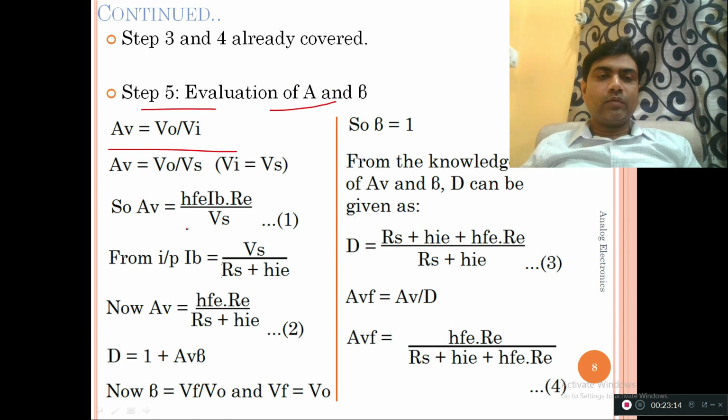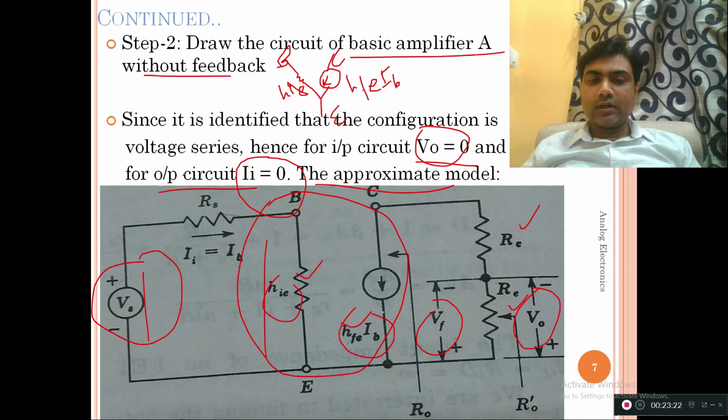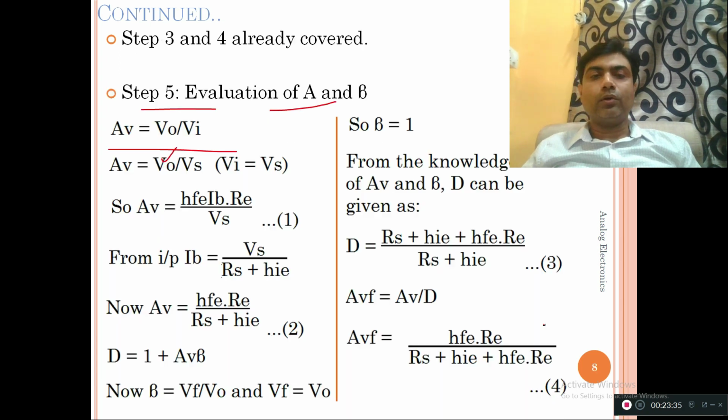We have to determine AV, but how can we determine AV? By knowing the value of output voltage V0. And what is V0? V0 is HFE into IB, multiplied with RE. So this is the current source and this is the output resistance. If I multiply the current with the output resistance, then I will get the value of V0. So here I have got the value of V0, HFE IB into RE upon VS. Equation number 1 is completed.